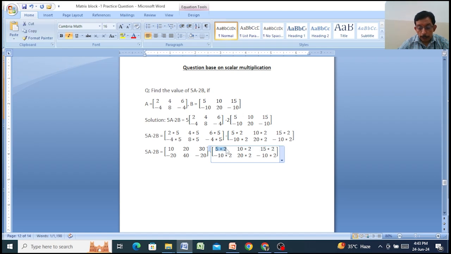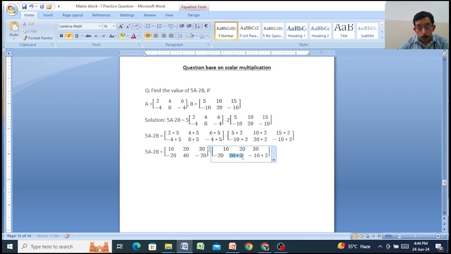5 times 2 is 10. Note down 10 in the same position. 10 times 2 is 20. Put down 20 in the same position. 15 times 2 is 30. Put down 30 in the same position. Student, 10 times 2, 20 minus 20, put down the same position. Is it clear, everyone? Yes.